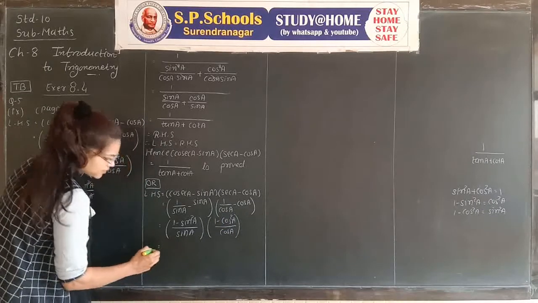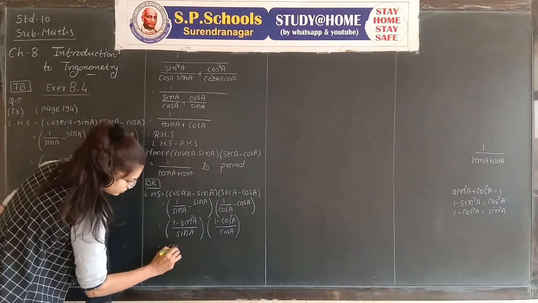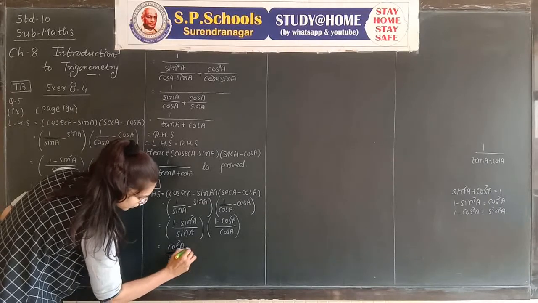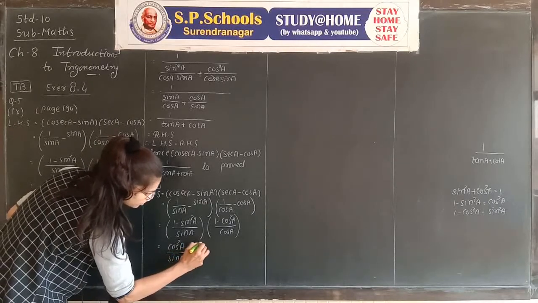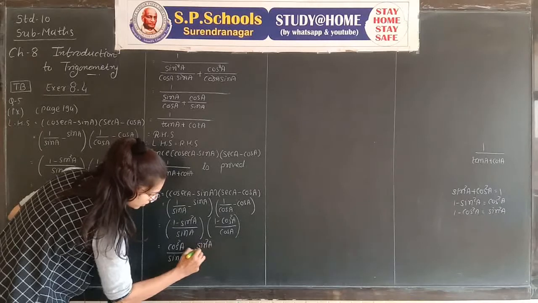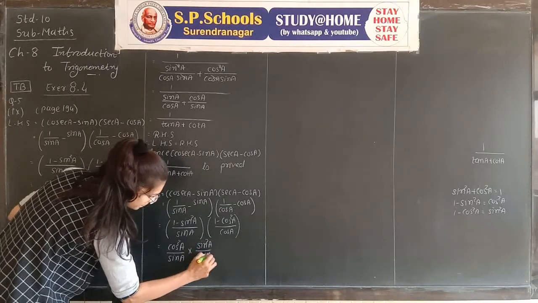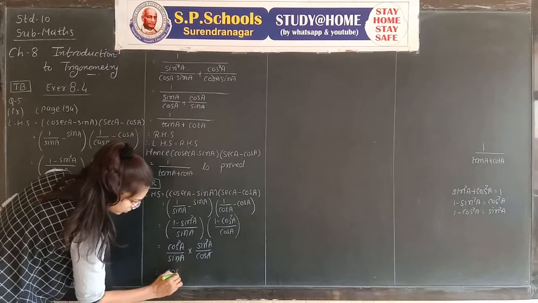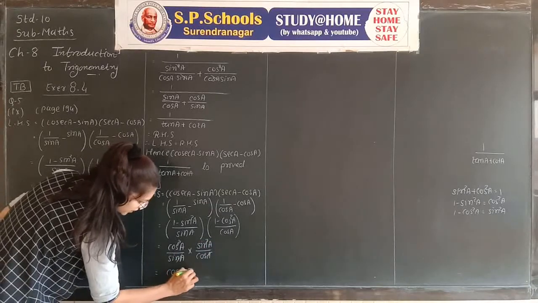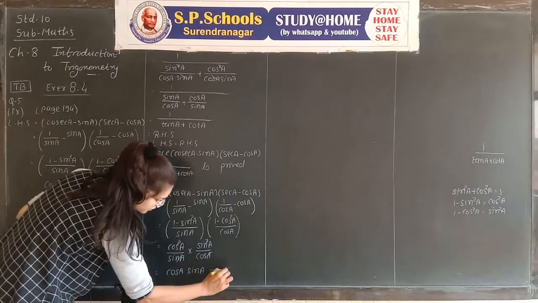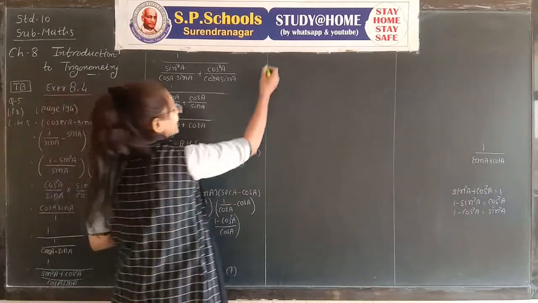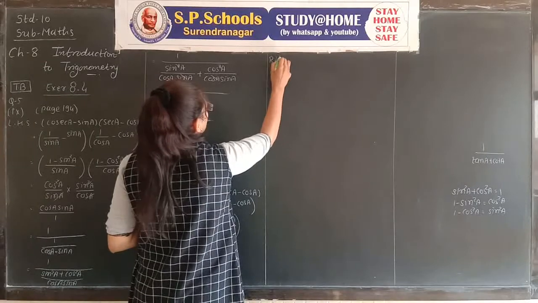But 1 minus sin square is equals to cos square, same as previous, upon sin A into 1 minus cos square, which is sin square A upon cos A. Now cos cut, one sin cut, remaining cos A into sin A is our result number 1. Now use the right hand side and solve it separately.